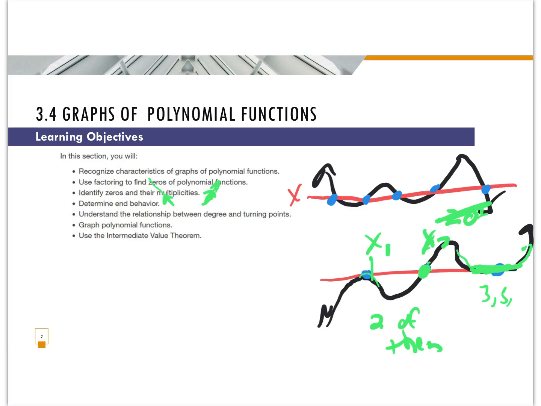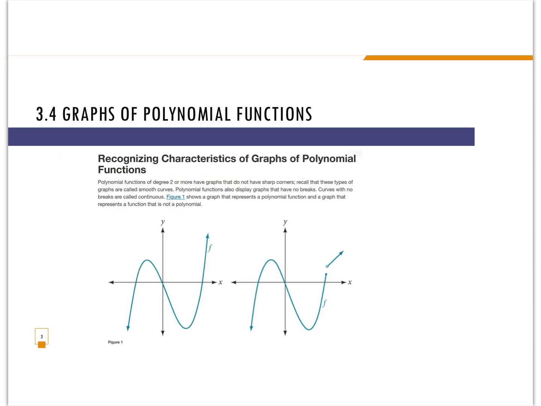Then we're going to understand the relation between the degree and turning points, which I think we've already discussed, so that'll be easy. And then we're going to graph. We're going to look at graphs, and then we're going to use something called the intermediate value theorem. Let's start on this one here. We're going to recognize characteristics. So as I look at these 2 graphs, what characteristics do I see?